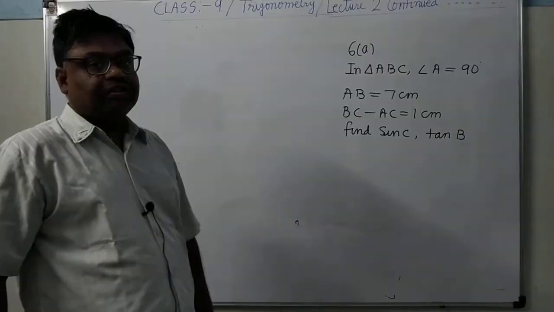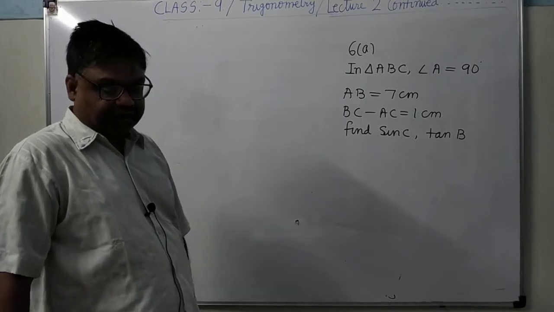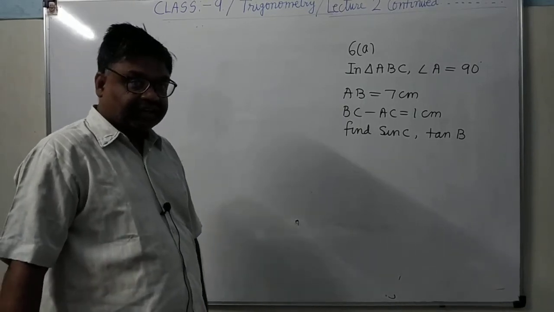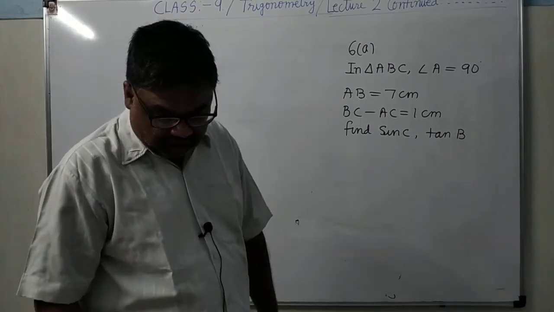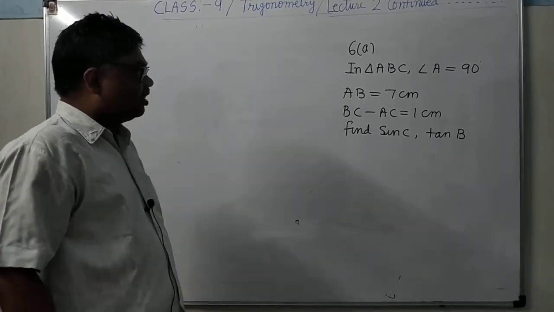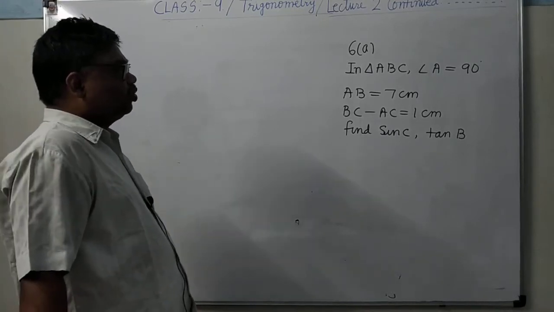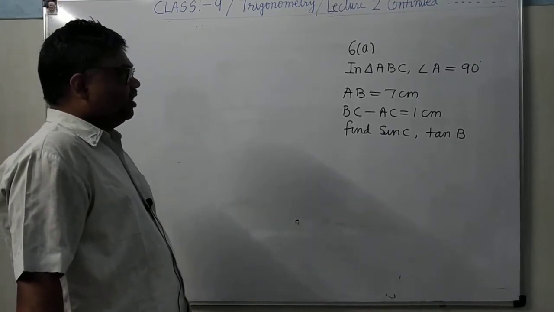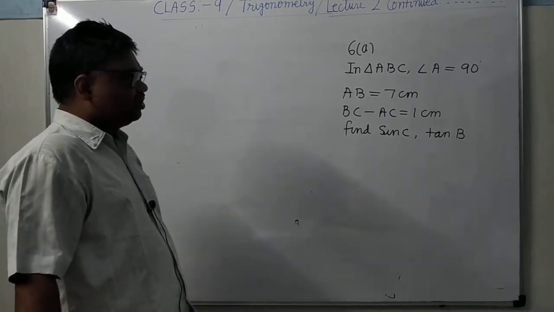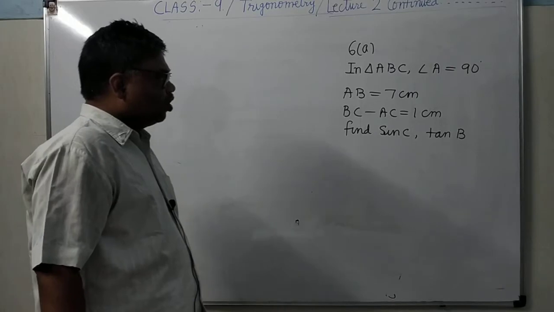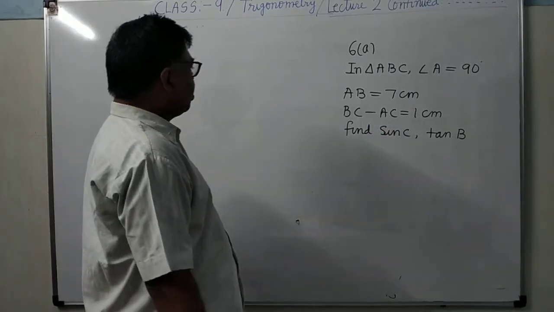Hello students, today we will do some more questions on trigonometry, exercise 17. You can see question number 6a here. In triangle ABC, angle A equals 90 degrees, AB equals 7 centimeters, and BC minus AC equals 1 centimeter. You have to determine sin C and tan B. So how will you do it?